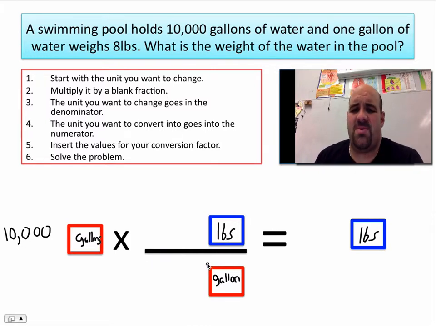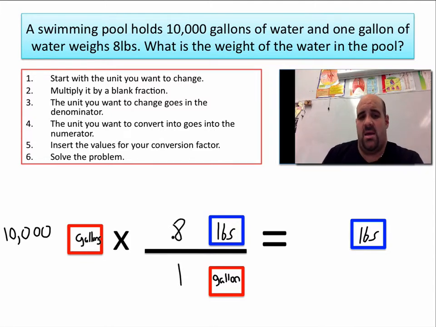What is the relationship between a gallon and a pound? This is something you'd have to look up. And I'm going to say it's roughly 7 to 8-ish. I'm going to say 1 gallon is 8 pounds. That's not exact. But if you knew the exact conversion factor, you would get an exact number.